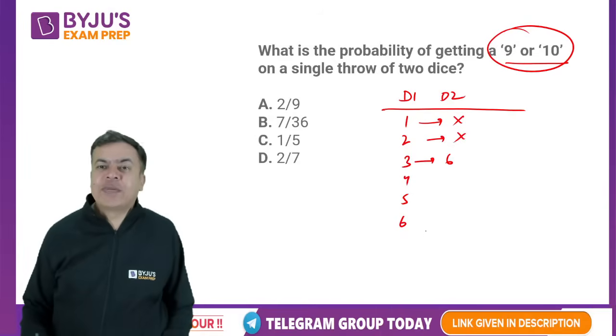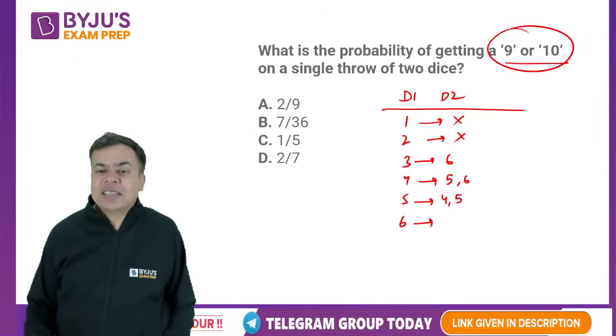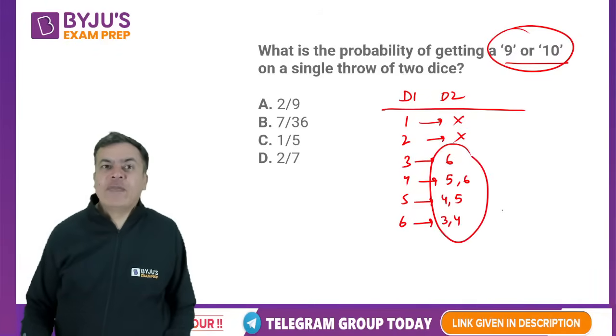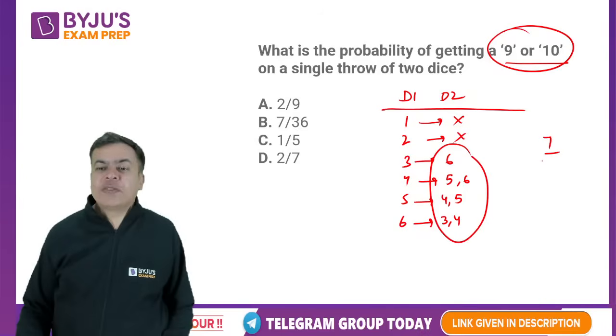For 3, 6 is the favorable case. For 4, 5 or 6 is the favorable case. For 5, 4 and 5 is the favorable case. For 6, 3 and 4 are the favorable cases. So there are 7 favorable cases out of 6 into 6, 36 cases. That means B option is the correct one.